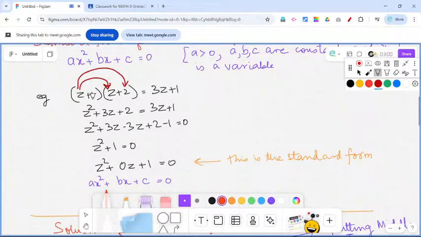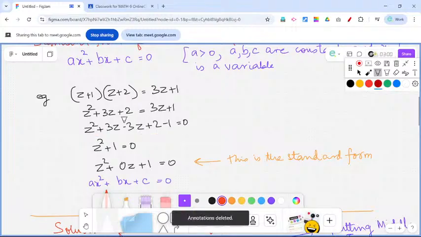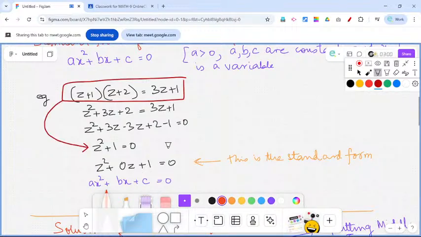फिर ये 3z को मैंने ट्रांसपोज किया, प्लस 1 को भी ट्रांसपोज किया, I will get this equation. और इसमें positive 3z minus 3z get cancelled, and 2 minus 1 is 1, so z square plus 1 is equal to 0. Now ये जो equation था, now I have reduced this equation into this equation. This is same basically. Now again it is a quadratic equation.